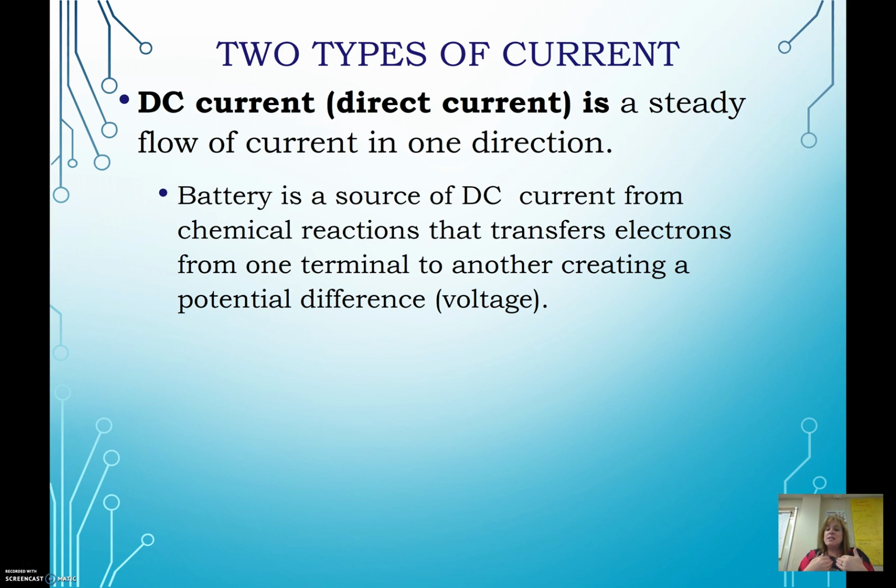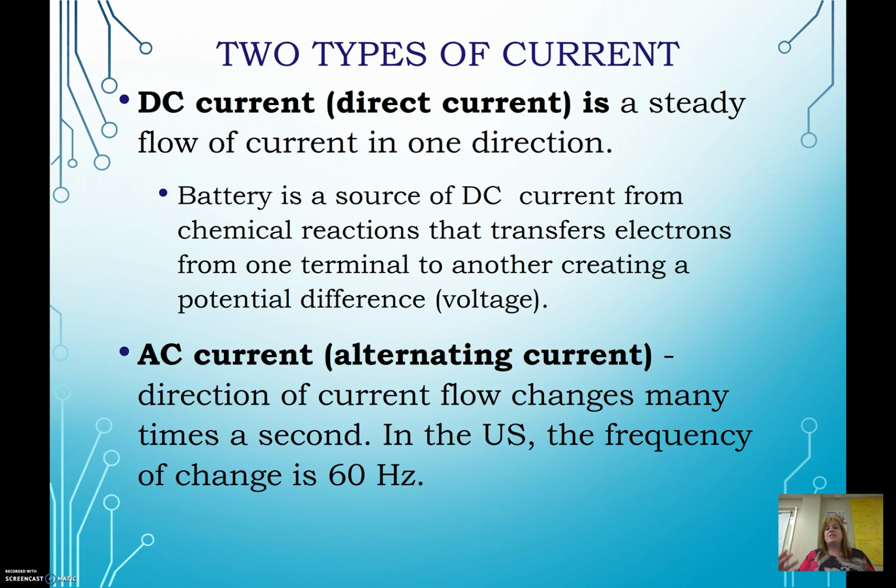But in our houses, we use AC current, which is alternating current. And the thing that's interesting about AC current is that the current direction changes, and it's because of the way we're creating the current. And what happens, in fact, is like the electrons are sloshing back and forth. So alternating current, not a nice, smooth, direct flow, but a sloshing back and forth. And in fact, the frequency of the sloshing here in the US is 60 hertz.